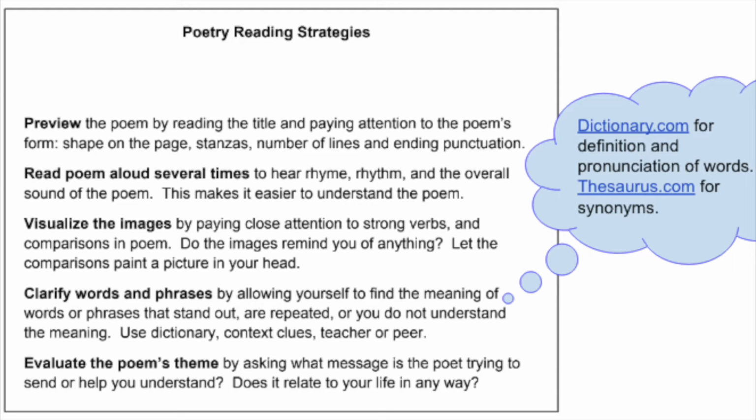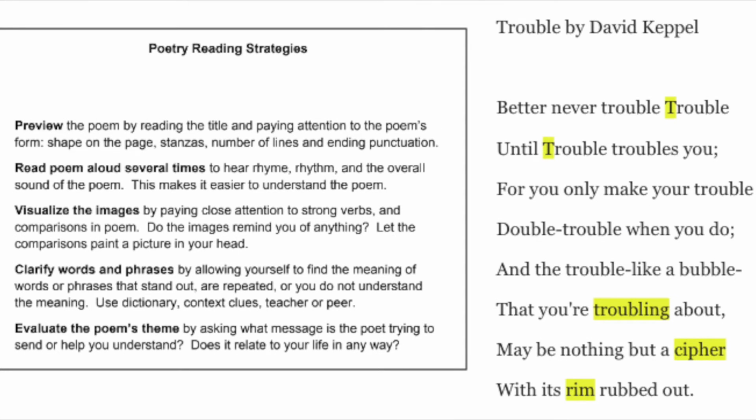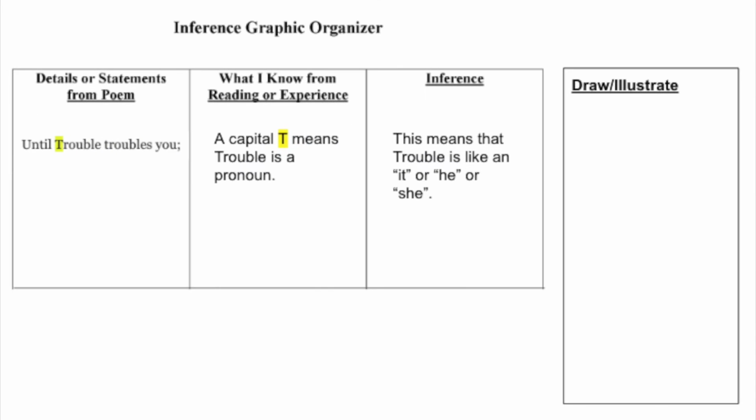Remind students to refer to dictionary.com and thesaurus.com when clarifying the meaning of words and for the audio tool to hear the pronunciation of words. Encourage students to write or highlight on the poem while using these strategies. Students will use their written notes or highlights to make inferences. In addition, drawing or adding a digital image for each inference will help students describe their thinking.